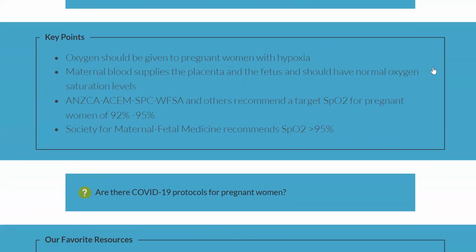So were there any specific protocols? The protocols were just the same, just assessing the levels of SpO2 and deciding when to give oxygen supplementation. And the mode of treatment was basically the same.